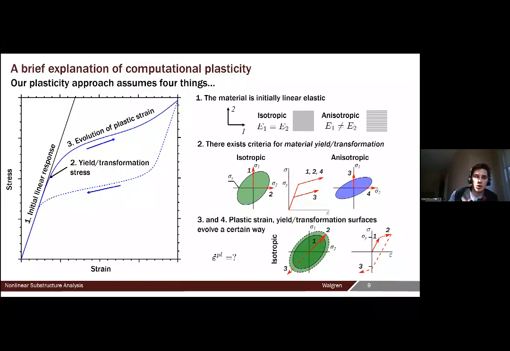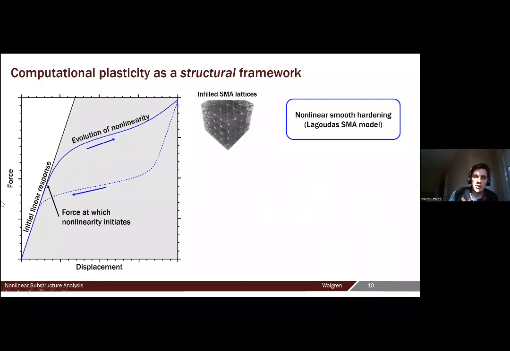And what we did for this work was we applied this same framework to capture structural behavior. So instead of talking about the relationship between stresses and strains, now we want to apply this to describe the relationship between forces and displacements. And a lot of structures resemble very similar phenomenological responses as the plasticity models. So in the case of, if you have an infilled SMA lattice, so this is 3D printed NiTi, superelastic NiTi with a PDMS infill, you'll have an initial linear response, a force at which nonlinearity initiates, where the SMAs are either undergoing transformation or there might be damage accumulating at the joints.